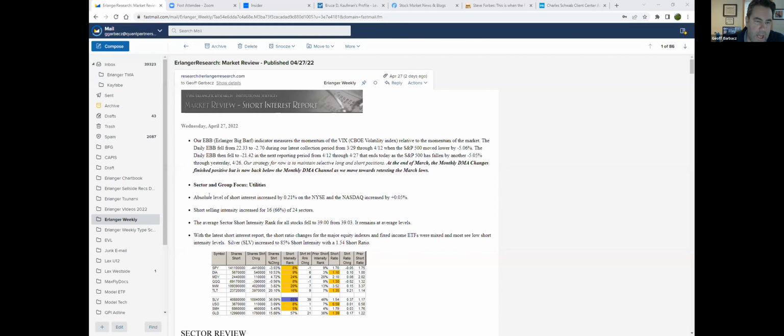So let's do a quick summary of short selling, what happened here with the latest data. This data goes from the end of March through the middle of April. And what's interesting about that period is the S&P fell by 5.06%. You can see up here, 329 through 412.